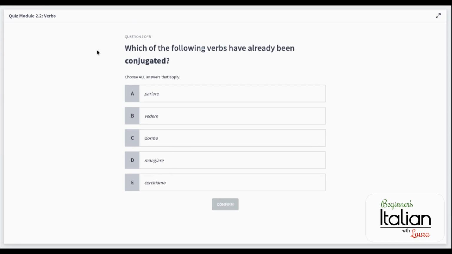Number 2, which of the following verbs have already been conjugated? Choose all answers that apply. A. Parlare. B. Vedere. C. Dormo. D. Mangiare. Or E. Cerchiamo.